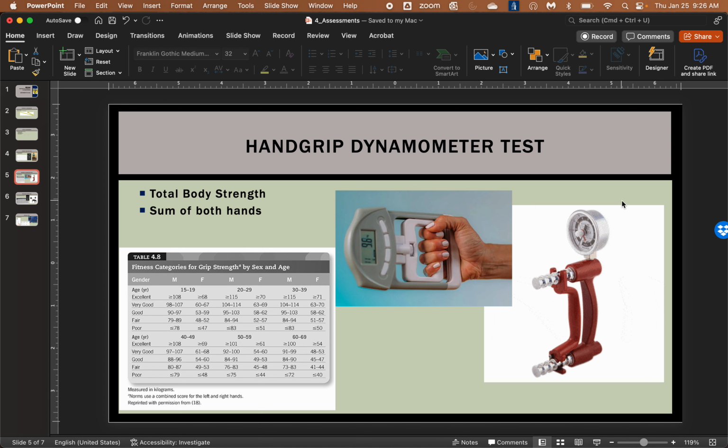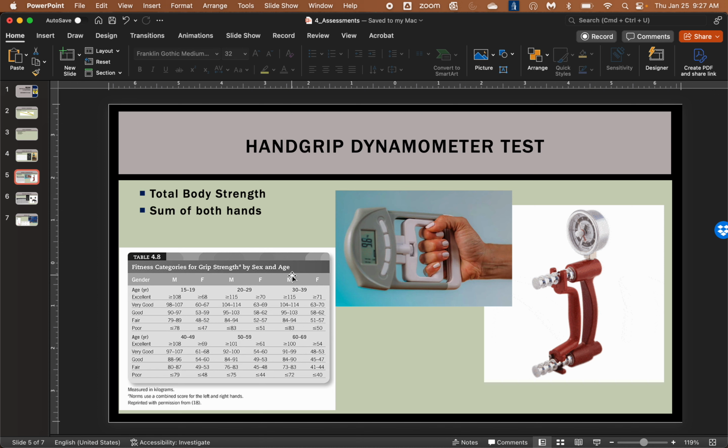You're taking these measurements when they're doing these squeezes, and at the end you take their best hand grip scores from the right and the left, you add them together, and you check out how they did in this chart here. One of the things with the hand grip dynamometer test that we'll talk about in class is really motivating the individual to squeeze as hard as they can.